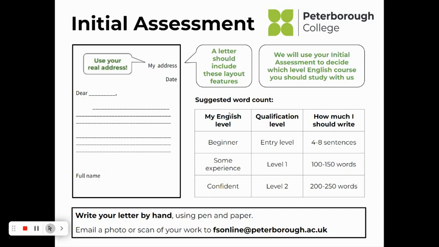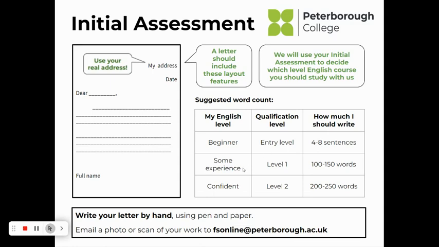Okay, and as I said, we're going to use your initial assessment to decide which level English course you should study with us. And of course, for the different levels of English, there are different word counts. So if you are at entry level 1, 2, or 3, you are seen as a beginner, and you could write around about 4 to 8 sentences. Okay, but try to make them as good as possible.